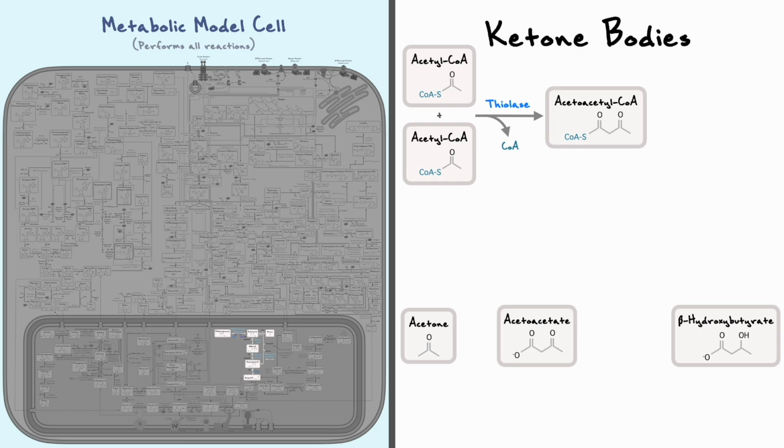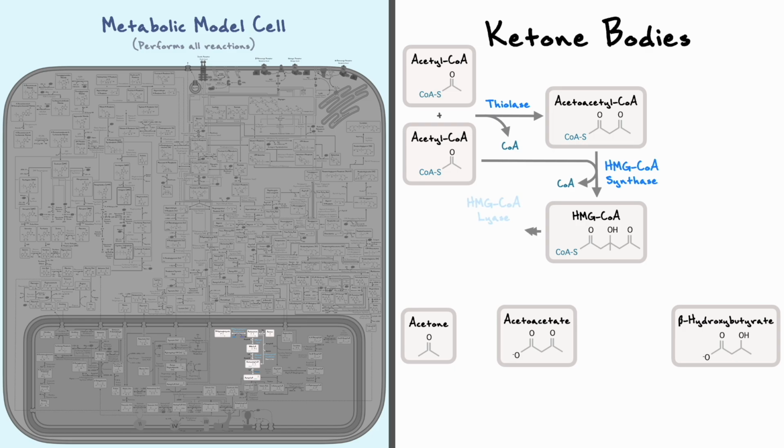The acetoacetyl-CoA molecule is then converted to HMG-CoA by the enzyme HMG-CoA synthase. This reaction requires a third acetyl-CoA, of which the CoA gets released. Then, the enzyme HMG-CoA lyase cleaves HMG-CoA to regenerate one acetyl-CoA and produce acetoacetate. Out of acetoacetate, the two other ketone bodies can be produced. Acetone is made out of the spontaneous decarboxylation of acetoacetate, and beta-hydroxybutyrate is made by the reversible reduction of one of the ketone groups with the aid of NADH. This reaction is catalyzed by beta-hydroxybutyrate dehydrogenase.